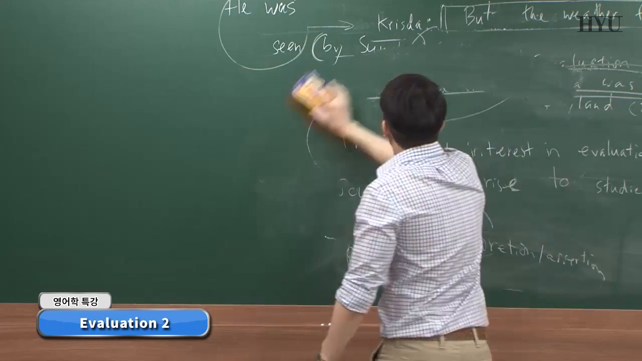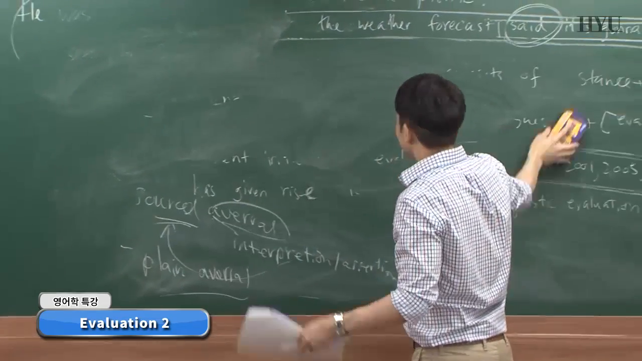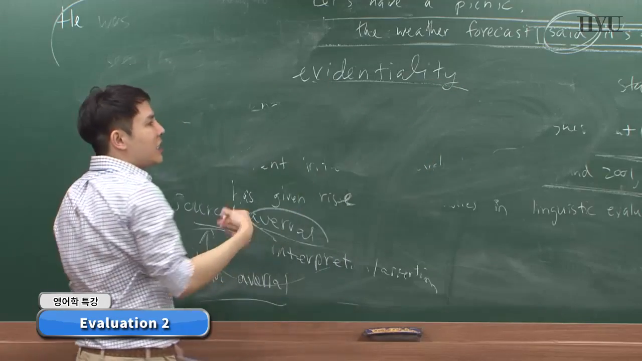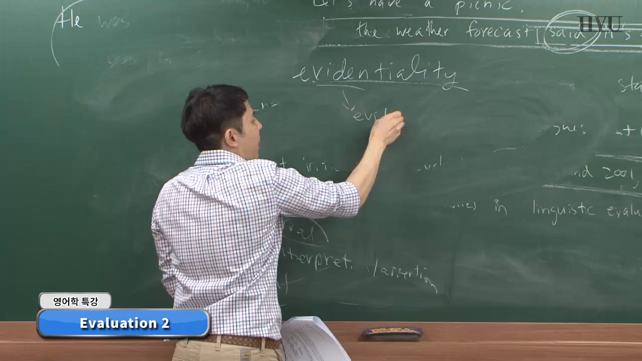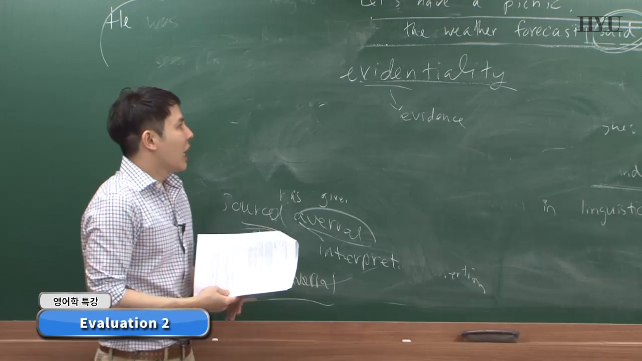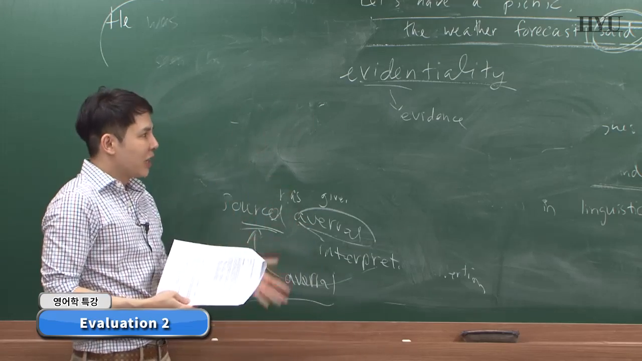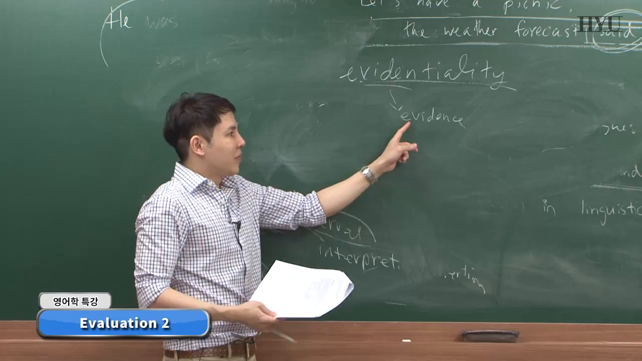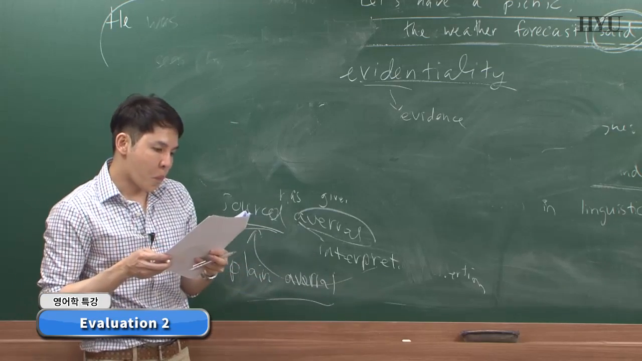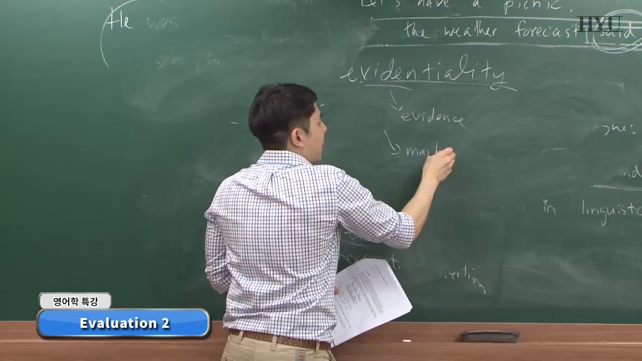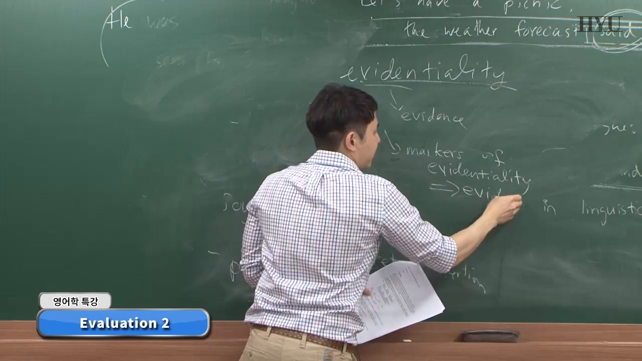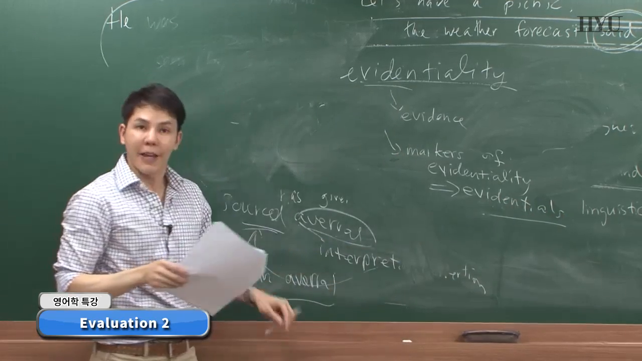Okay. Now, a relevant concept to evaluation is evidentiality, from the word evidence, right? So evidence. When you evaluate something, sometimes you can optionally provide evidence at the same time, right? Markers of evidentiality, we call those evidentials. Okay? Evidentials.